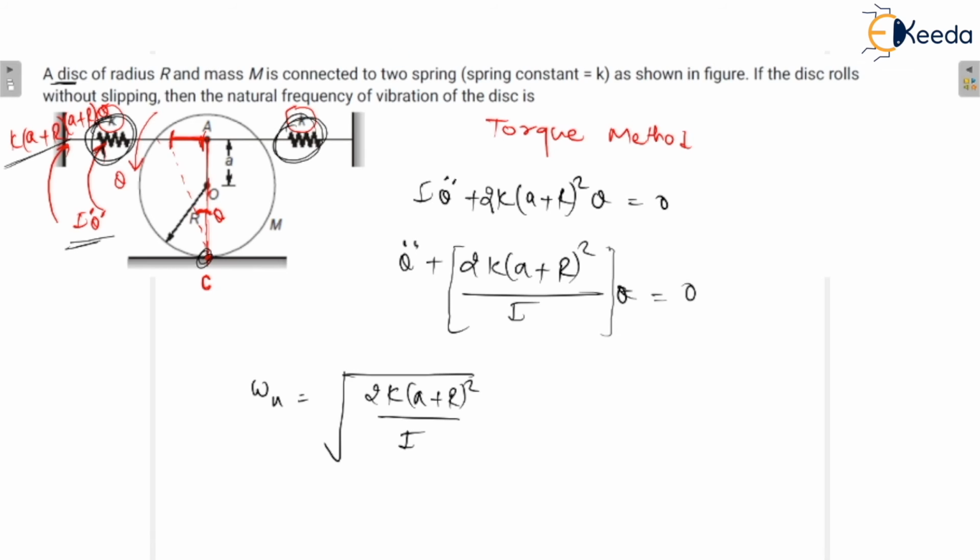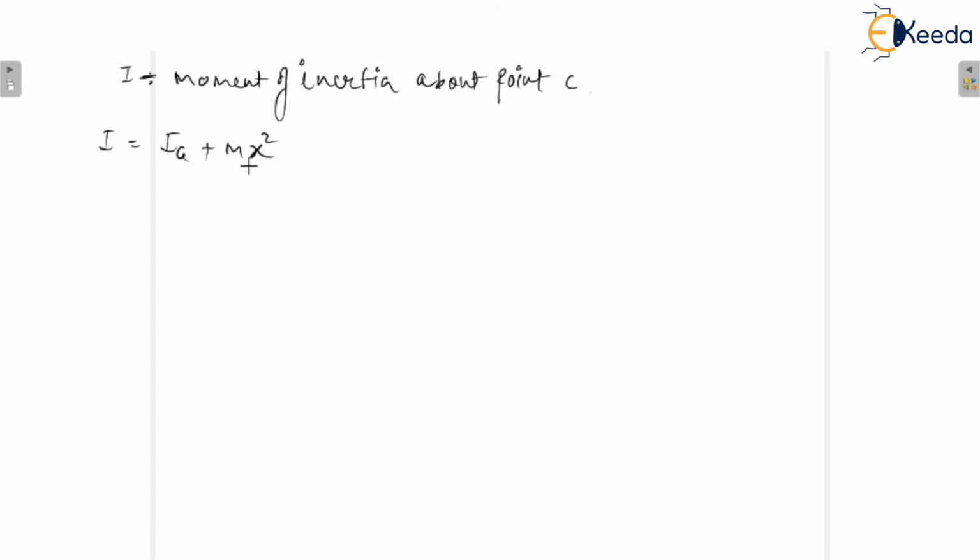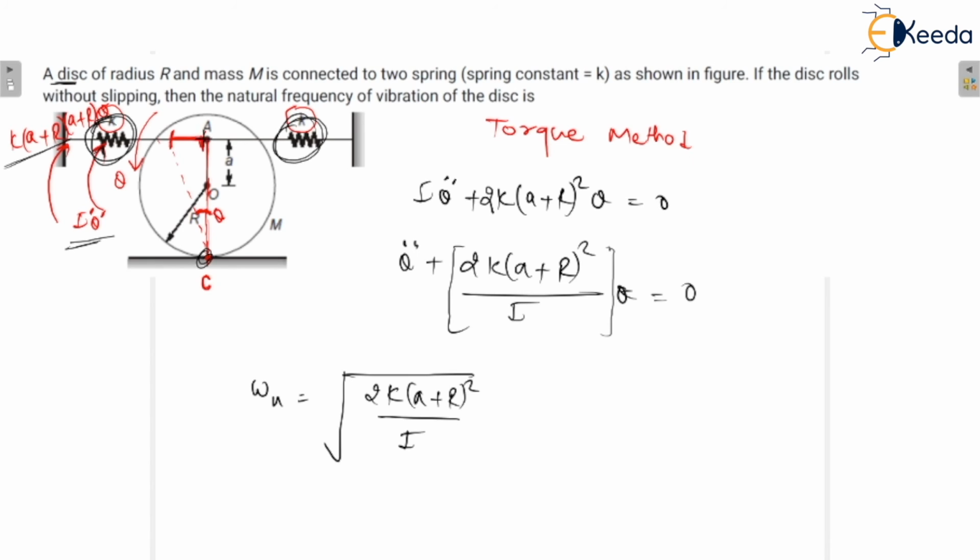Okay. So if you calculate the mass moment of inertia about point C, here I am writing that this is the moment of inertia about point C. Okay. Now, what would be the value of it? See, this is Ig plus m x square. What is x? Basically, you all know that x would be the distance between O and C. This would be the x value.